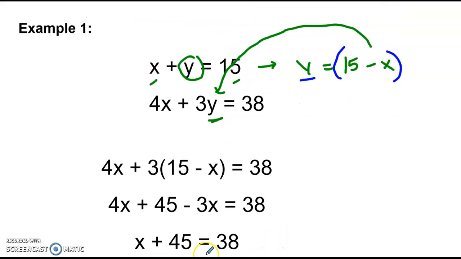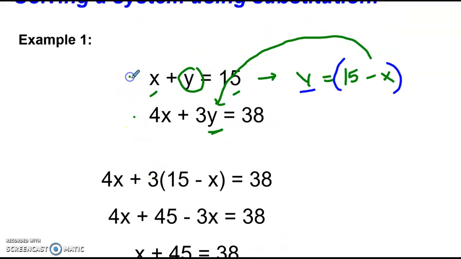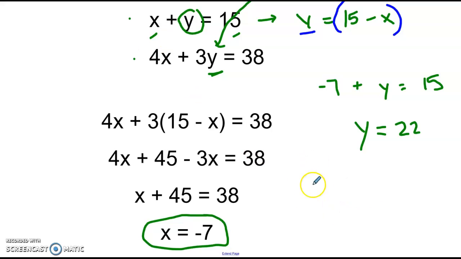And you can do that by plugging this x value into either equation. I recommend the first one because it's a bit simpler, right? So if x is negative 7, well, negative 7 plus y equals 15. And then I'm just going to add 7 to both sides. So I get y equals positive 22, just adding 7 to both sides. So our answer, the solution to this system of equations, is negative 7 and 22.